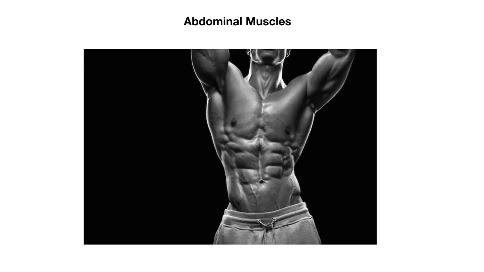So now we're going to be doing our abdominal muscles. We have 4 abdominal muscles. One is in the middle, that is the rectus abdominis, and the other 3 are going to be on the side. So we're going to have a right and left rectus abdominis, and our lateral muscles, we're going to have right and left of those also.